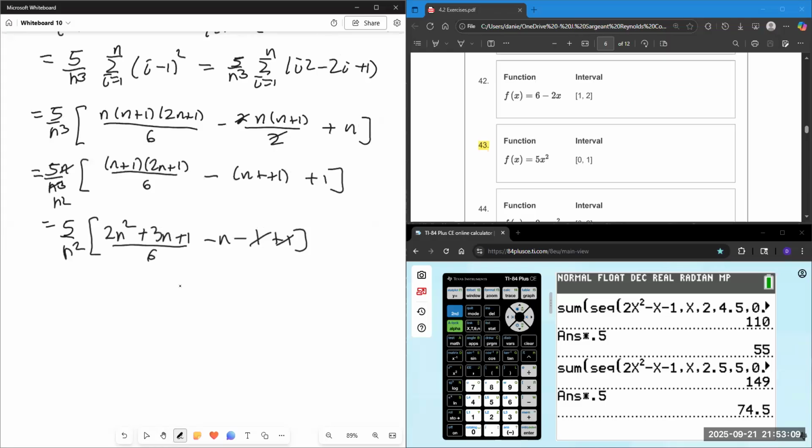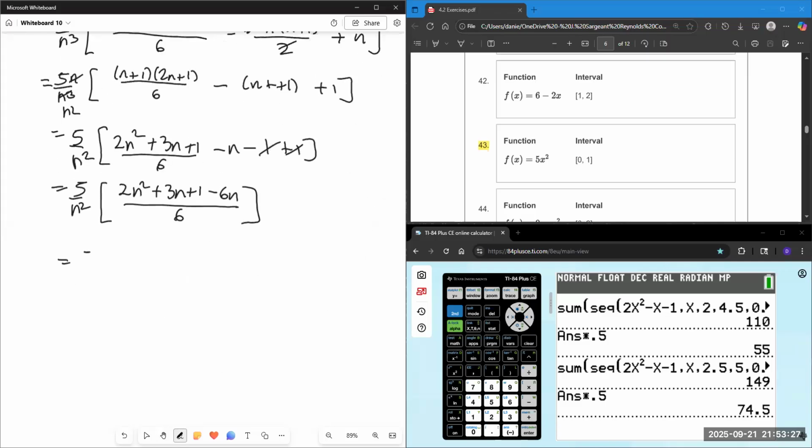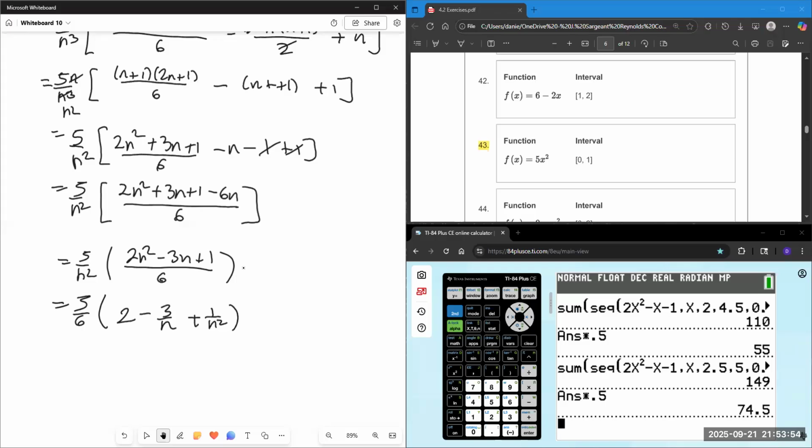So let's make a common denominator here of 6. 5 over n squared, 2n squared plus 3n plus 1 minus 6n over 6 is 5 over n squared times 2n squared minus 3n plus 1 over 6, is 5 over 6 times 2 minus 3 over n plus 1 over n squared, is equal to 5/3 minus 5 over 2n plus 5 over 6n squared. And that is my lowercase s.